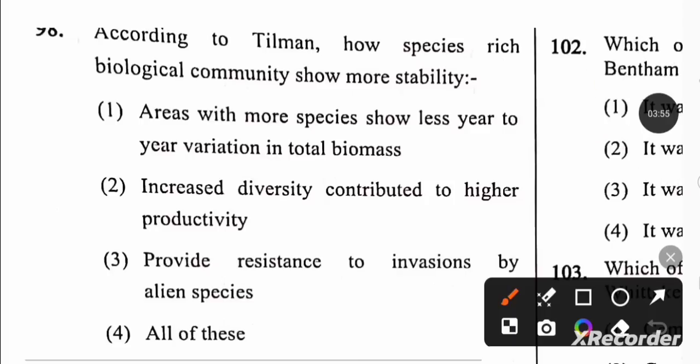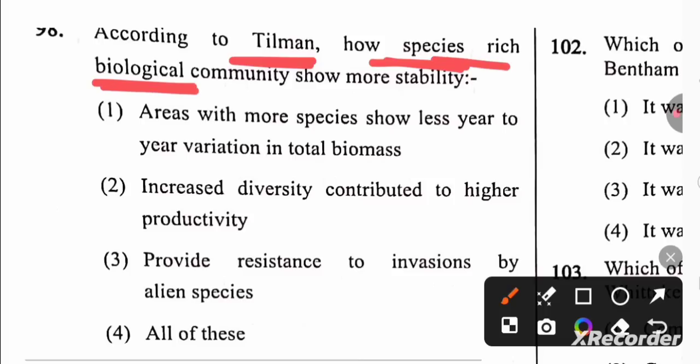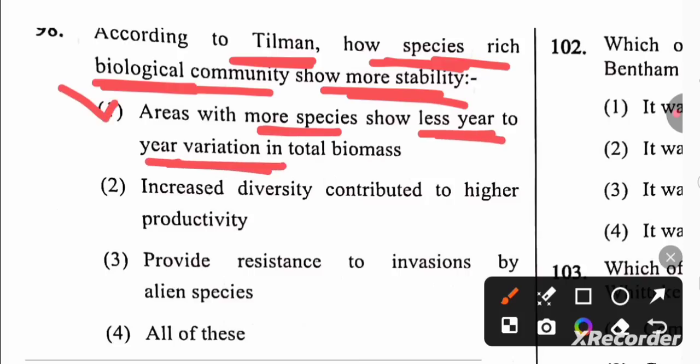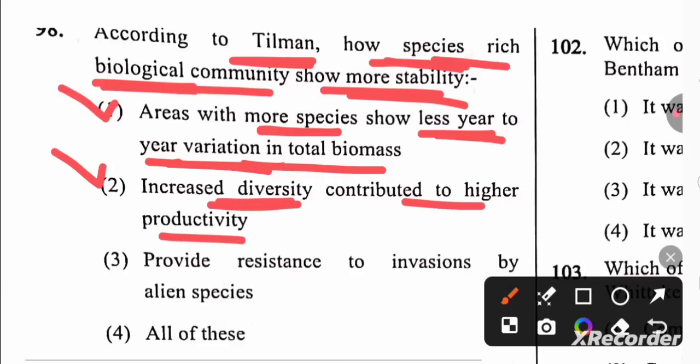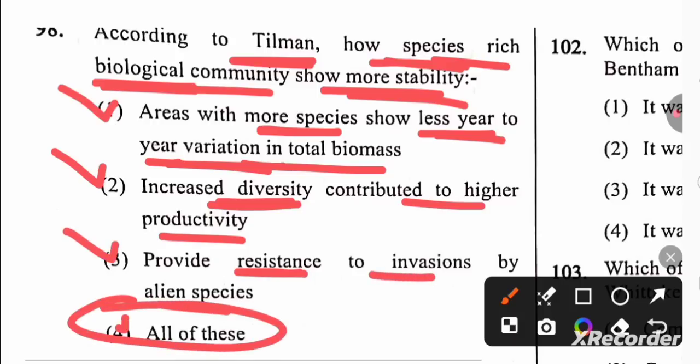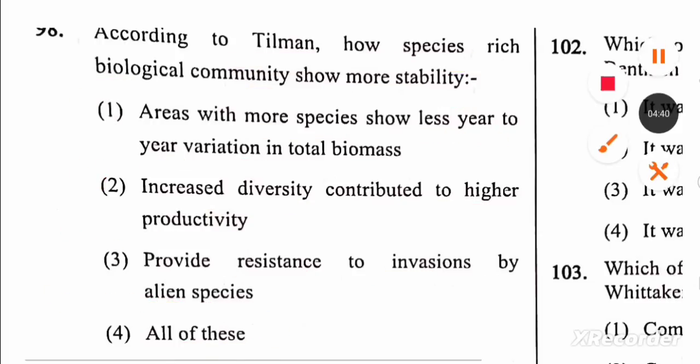Let us move to the next question. According to David Tilman, how do species rich biological communities show more stability? According to David Tilman, areas with more species show less year-to-year variation in total biomass. This is the correct statement. And according to David Tilman, increased diversity contributed to higher productivity. This is also right. And species richness provides resistance to invasion by alien species. So all of these are the correct statements according to David Tilman about species richness.